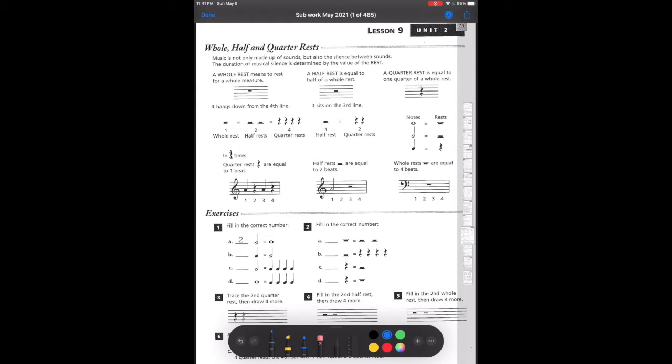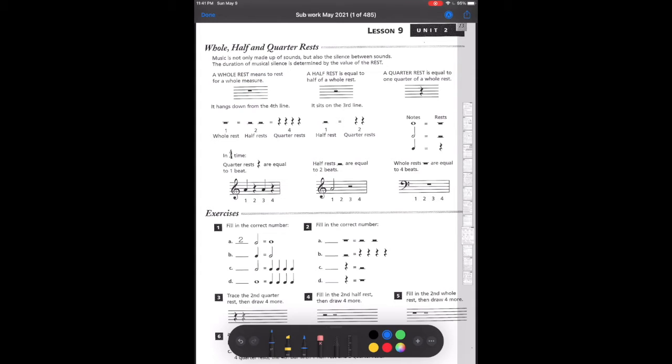The half rest is equal to half of a whole rest. So if a whole rest is 4, the half rest is 2. It sits on the third line, so it's this rest, the hat. If you were to have a little stick figure running around your music, if he stood underneath it, it would look like he's wearing a hat. Yay! It sits on the third line. Fourth line for this one and third line for that one are particular. You must do it that way.